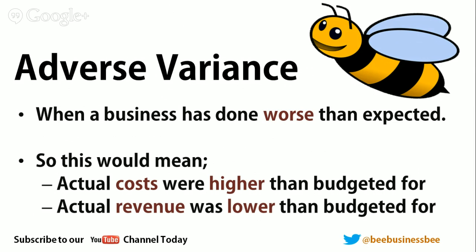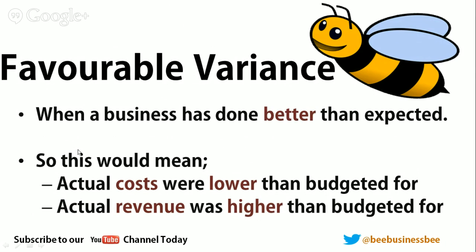Now, the opposite of an adverse variance is actually what we call a favourable variance. And this is where you do better than expected. So this is where an organisation will actually see that costs were lower than they planned for, or revenue was higher than they budgeted for. So, for example, in this case here, let's say that we budgeted again for our cost to be £50. But actually, we only spent £40. That means we did better. It's more favourable. It's in our favour. Or in this case, of course, we may say that we budgeted for revenue to be £200, but we actually achieved £220 of sales.